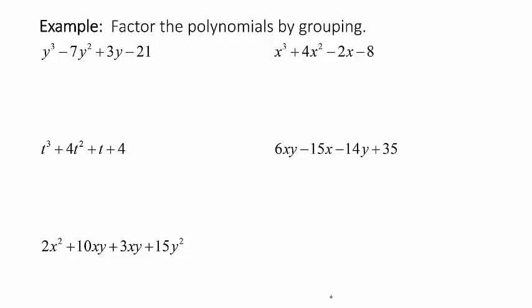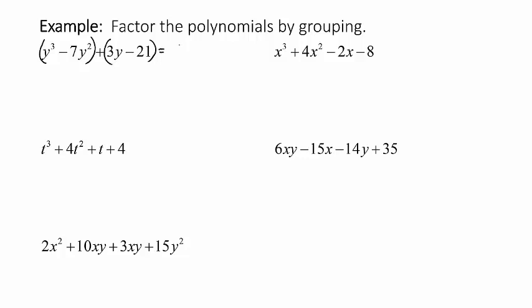The first thing I notice is that there are no common factors that I can pull out of all of those terms, right? The last term is a constant. The first term doesn't have any numbers to it. So I'm just going to begin factoring by grouping. I'm going to group the first two terms and the last two terms. So I've got y cubed minus 7y squared in one group and 3y minus 21 in the other group.